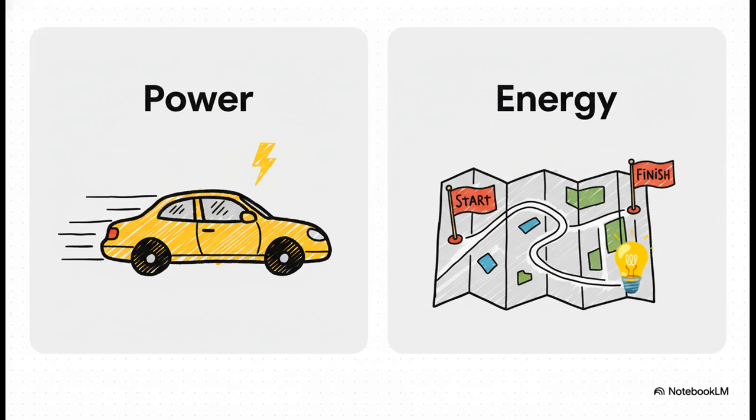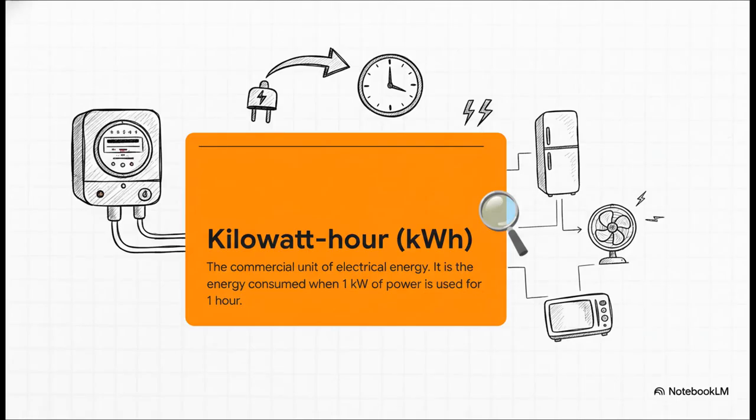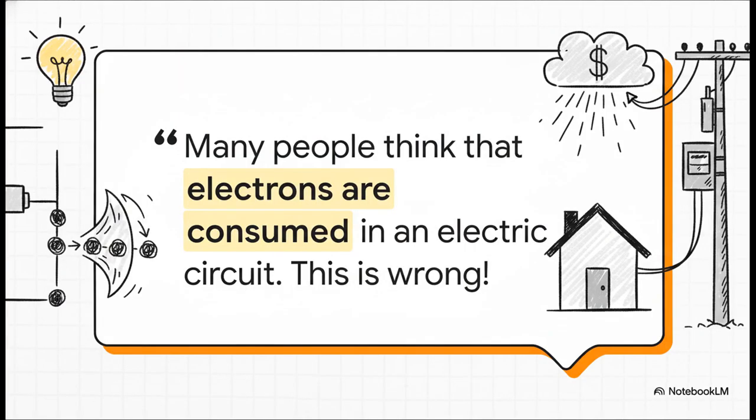The electricity company bills you for the total energy you use, not for the power of your appliances. Have you ever heard your parents say, "We used 100 units of electricity this month"? Well, when they say unit, they're actually talking about the kilowatt hour. This is the commercial unit of electrical energy. So what is 1 kilowatt hour? It's simply the amount of energy you use when an appliance with a power of 1,000 watts runs for 1 full hour.